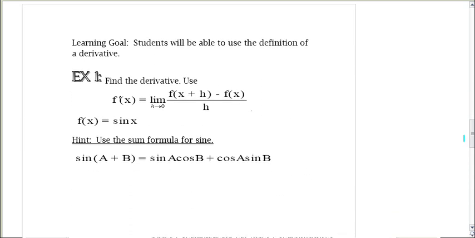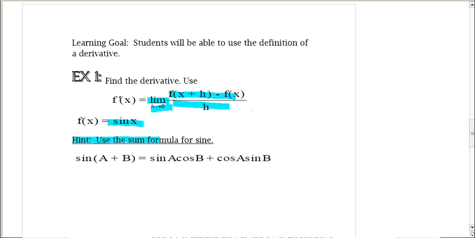Okay, so in this problem, they want us to use just the traditional definition of a derivative. That's perfect. And they want us to show the first derivative of sine x. So this is going to be a little bit of work. I actually gave you a hint.